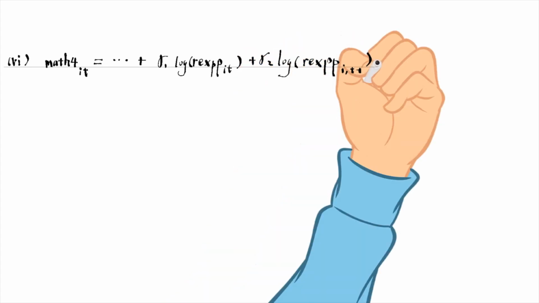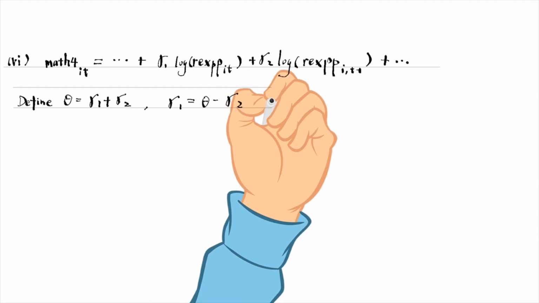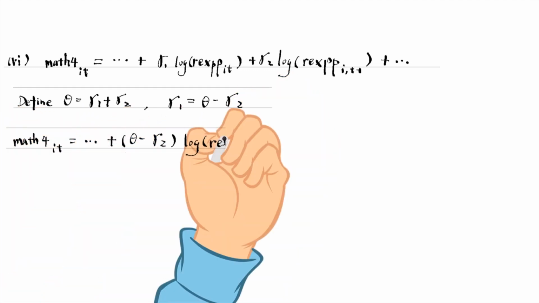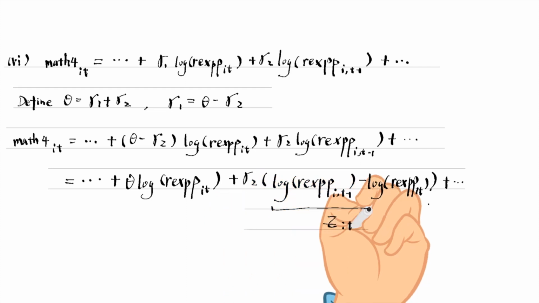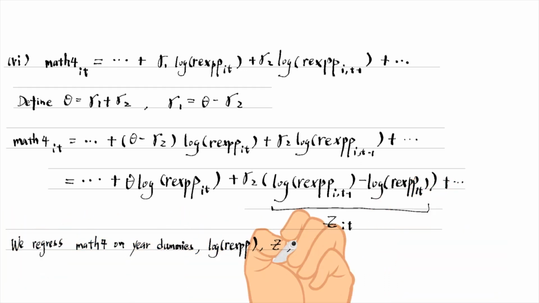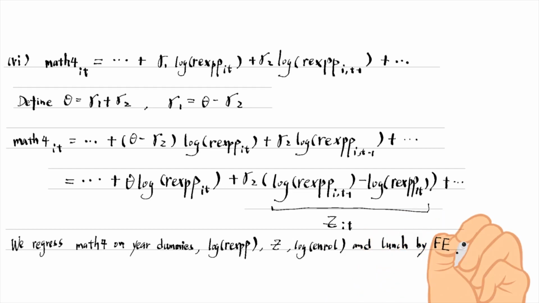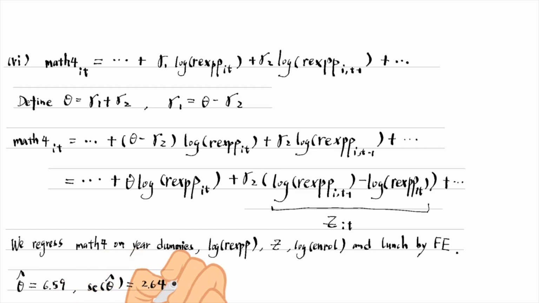Second, we can use the trick to obtain the standard error for theta. We write gamma 1 in terms of theta and gamma 2 and substitute for gamma 1 in the model. We generate a new variable z equal to the lag log spending minus the log spending. We regress mass on year dummies, log spending, z, log enrollment, and lunch by fixed effects. The coefficient on the log spending is theta. We obtain the same estimate and standard error for theta as using the lincom command. The estimate is 6.59 and its standard error is 2.64. The long-run effect is statistically significant at the 5% level.